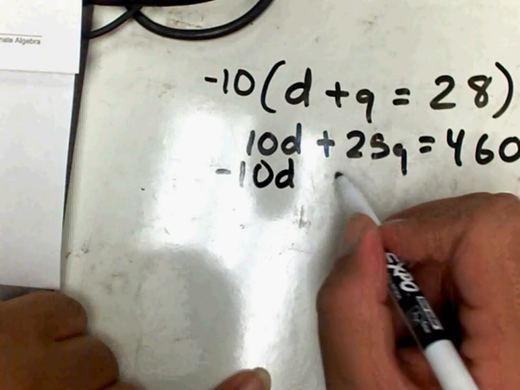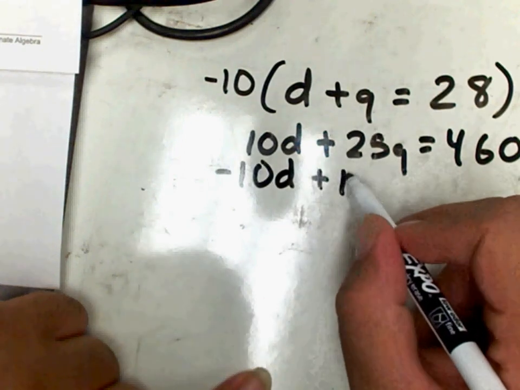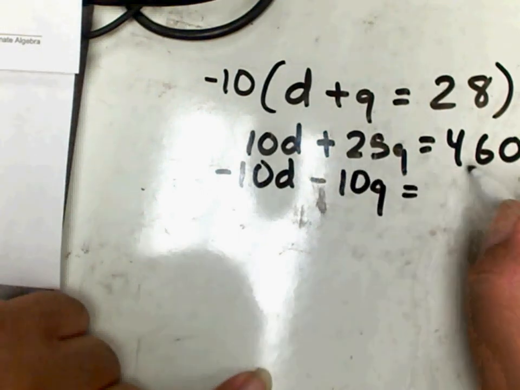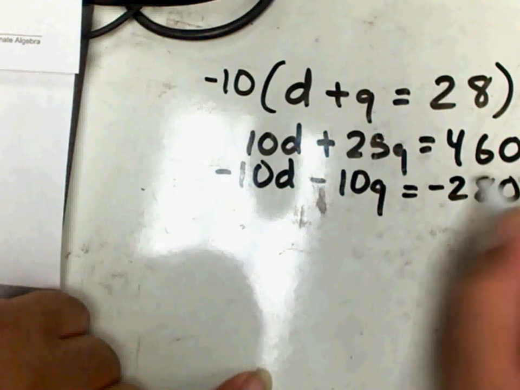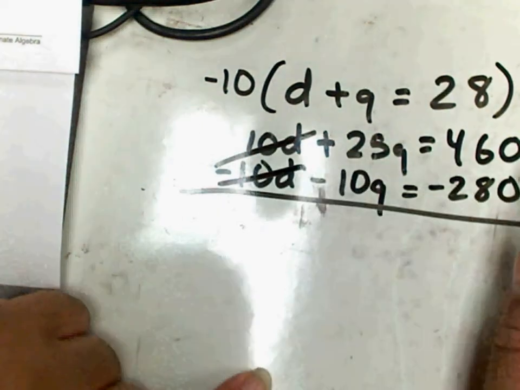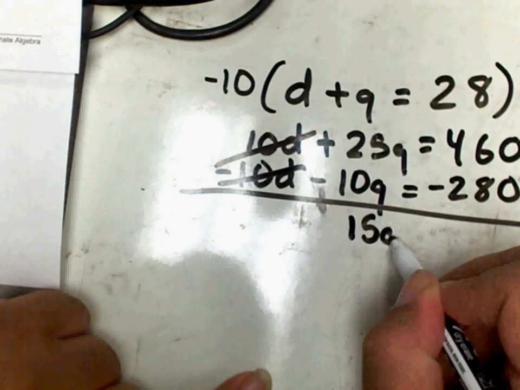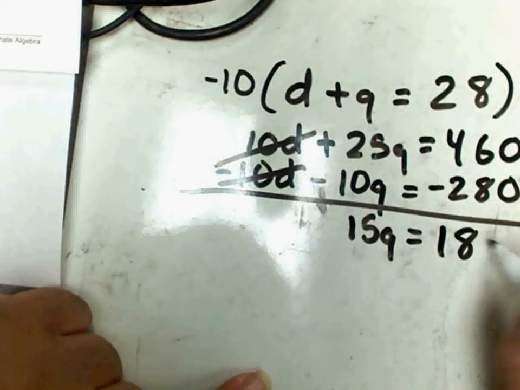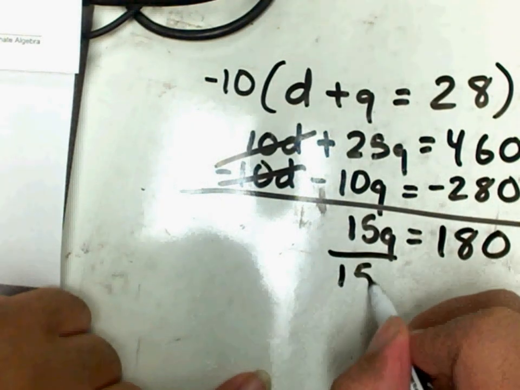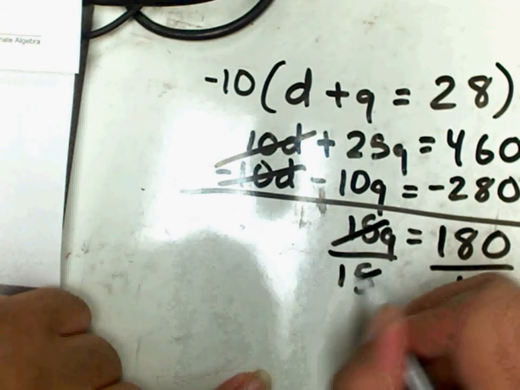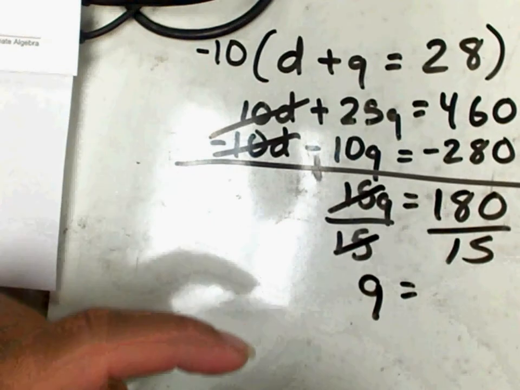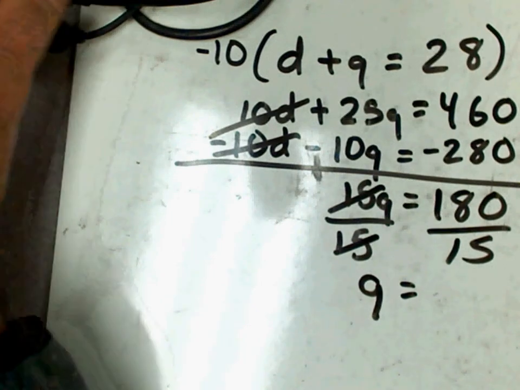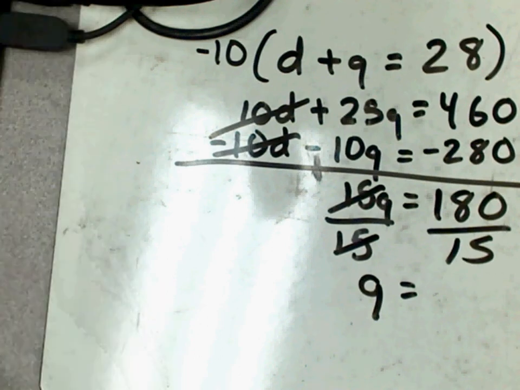Alright, so this becomes -10d minus 10q for quarters, and then that's -280. These two cancel out. This becomes 15q equals 180. I'm going to divide 15 to both sides, and that gives me q equals, I'm just going to plug this in the calculator real quick. 180 divided by 15 gives me 12.